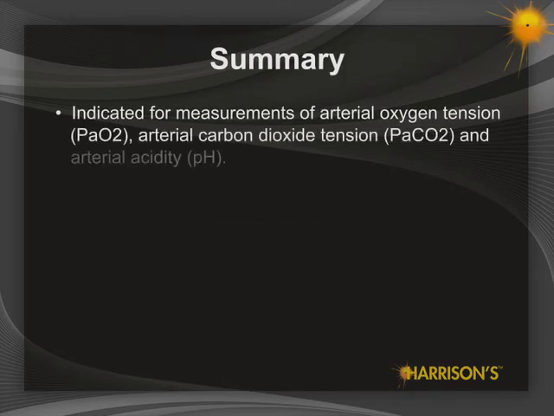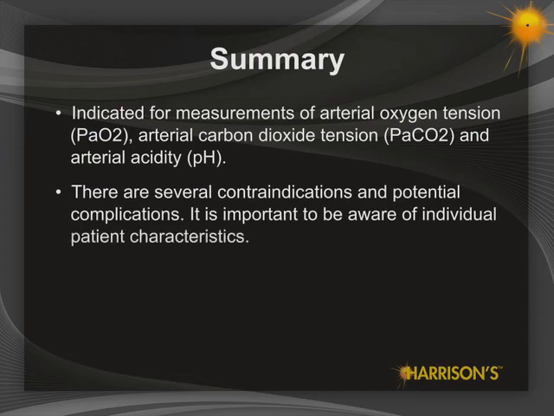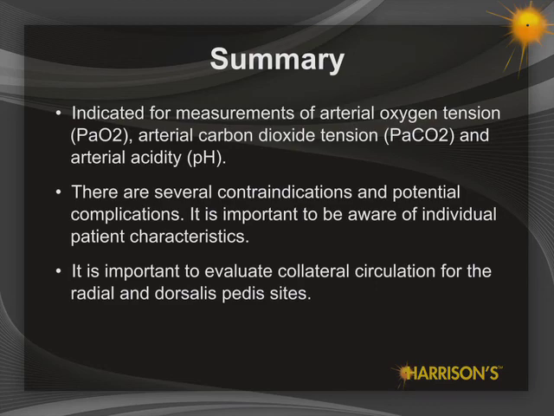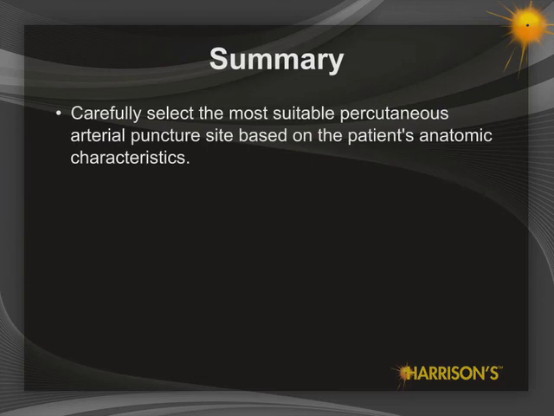Percutaneous arterial blood gas sampling is indicated for measurements of arterial oxygen tension, arterial carbon dioxide tension, and arterial acidity. There are several contraindications and potential complications. It is important to be aware of individual patient characteristics. It is also important to evaluate collateral circulation for the radial and dorsalis pedis sites. Carefully select the most suitable percutaneous arterial puncture site based on the patient's anatomic characteristics.